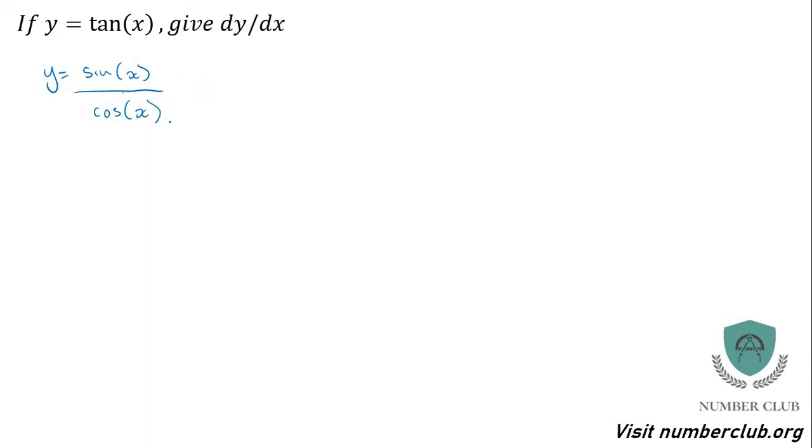And now that we've spent a bit of time on this chapter, we know how to differentiate each of these, but we also know how to differentiate a function over a function. We're going to be using the quotient rule to do that. So we're going to let this equal u, and we're going to let this equal v. And so we've got u equals sine of x, and du by dx is going to equal cos of x.